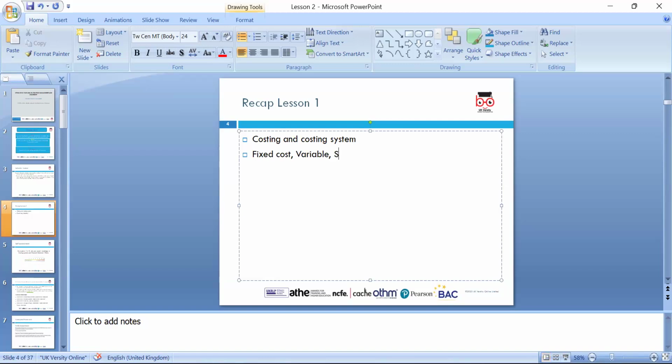Semi-variable cost is known as fixed and variable together. If you have an IT contract with an IT company, maybe you pay a monthly fixed fee to become a member, and each time you raise a ticket or query, you pay a variable cost. The cost will change with the level of output.